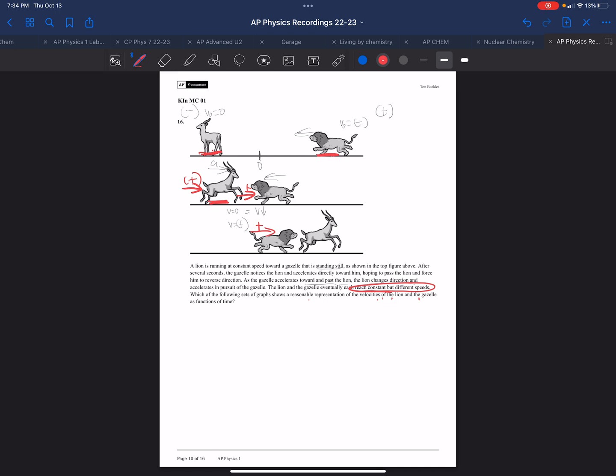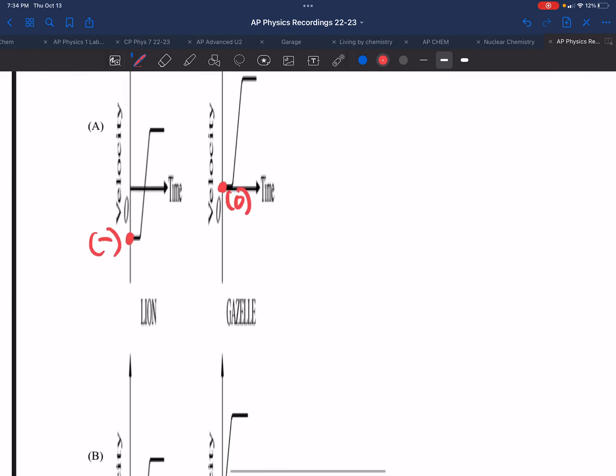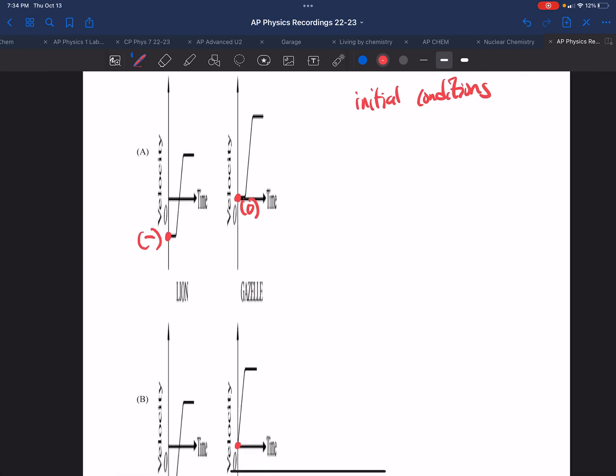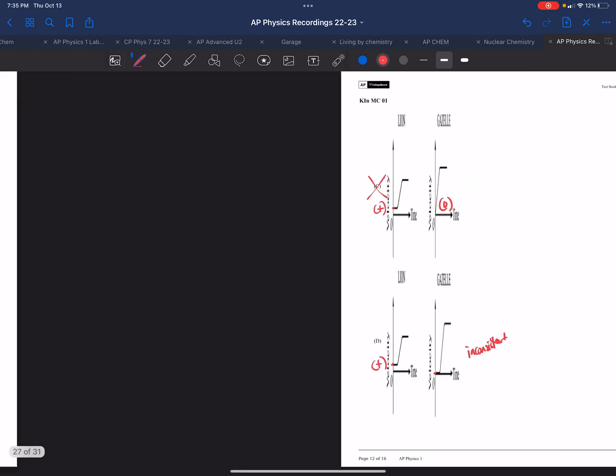All right, so we've got a velocity of 0, and it stays velocity of 0 for a while, right? After several seconds, the gazelle notices the lion and accelerates. So we're now going to look at the gazelle to stay at 0 for a while. It does here. And in this second one, you notice right off, it accelerates right away. It doesn't stay 0 for a while. So it looks like choice B is out right off the bat because it doesn't stay still for a while. And it looks like we've eliminated choices C and D already.